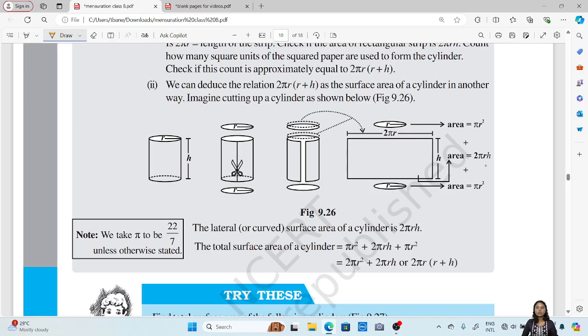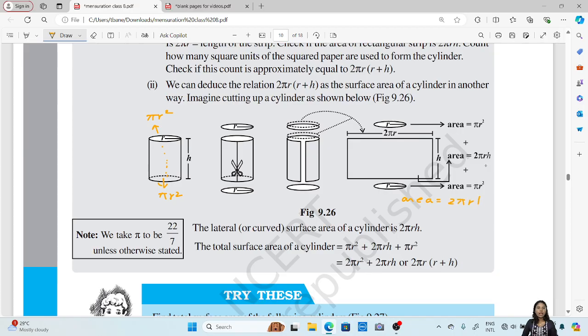I have taken, so here we have a circle. So area of a circle, we say it is pi r square. So this will also be pi r square. Then we have the height. So now if I cut this open from here in the center, I will get this straight piece of shape.